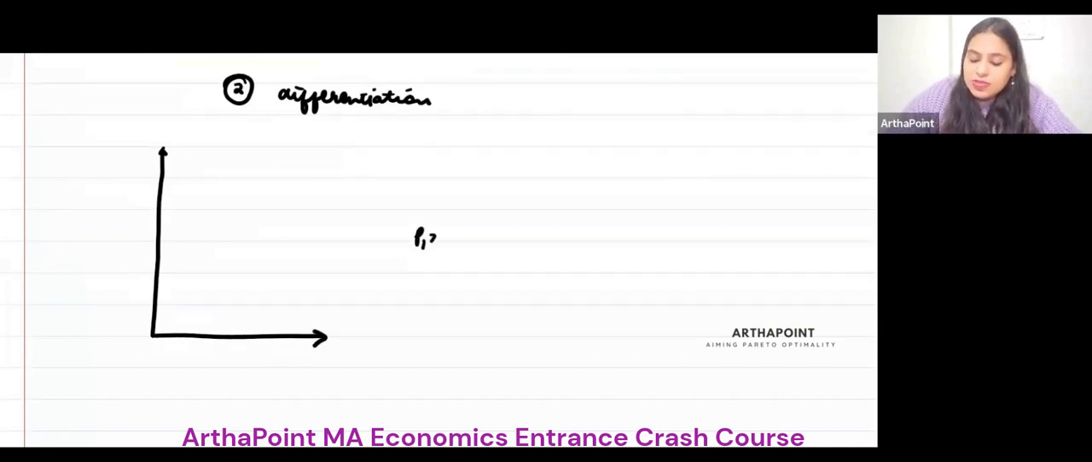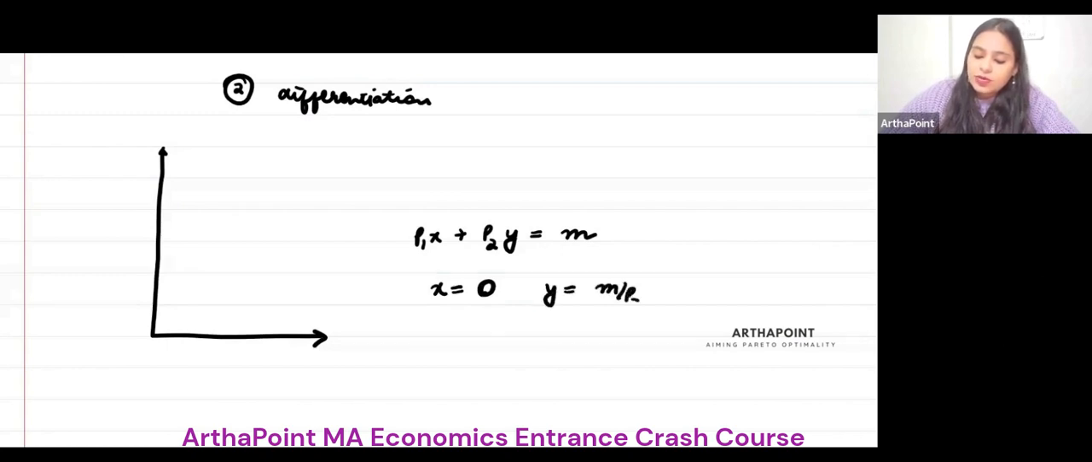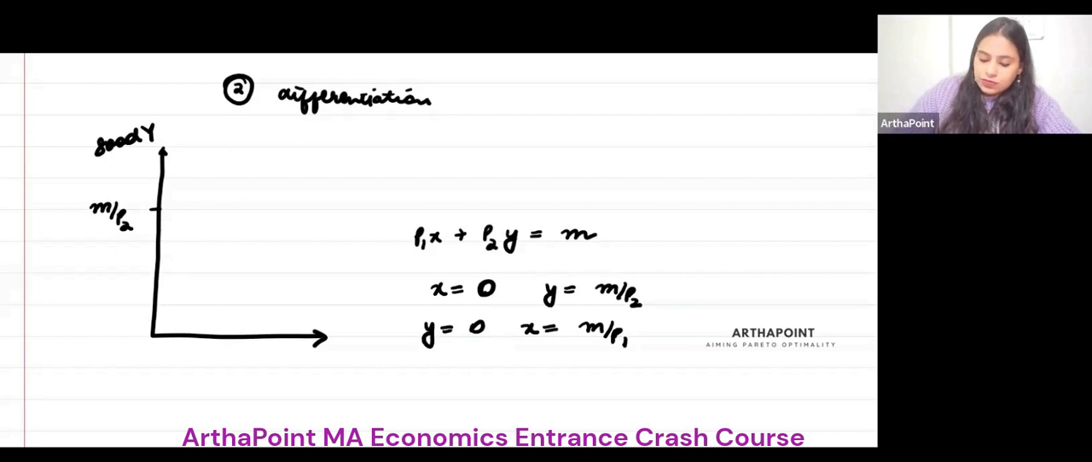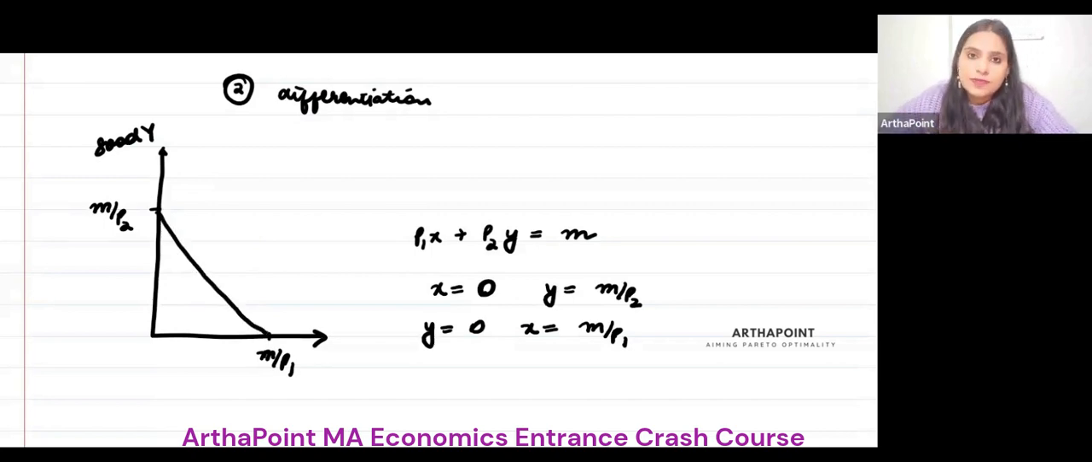So my budget line is P1 X plus P2 Y is equal to M. If I put X equal to 0, what will be the value of Y? It will be M by P2. So I can plot M by P2 units here. This is good Y. If I put Y equal to 0, I will get X is equal to M by P1. This will be here, and this would be my budget line. If I just join these 2 points, that will be my budget line.